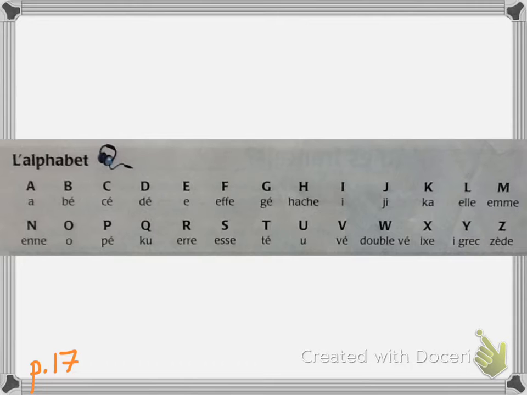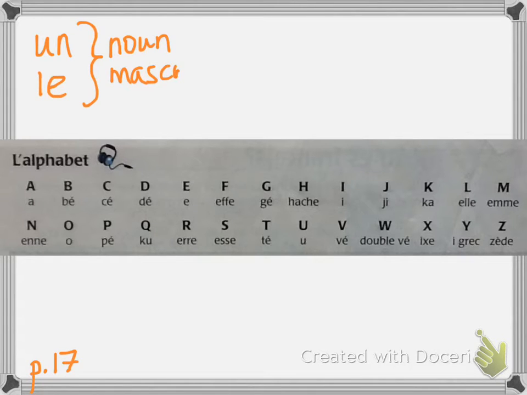When you get down to the indefinite articles, those mean a or an, and remember the masculine singular one is un and the feminine singular one is une. The definite articles mean the: the masculine singular is le, and the feminine is la. So remember that an un or a le tell us that the noun is masculine, and an une or a la tell us that the noun is feminine.